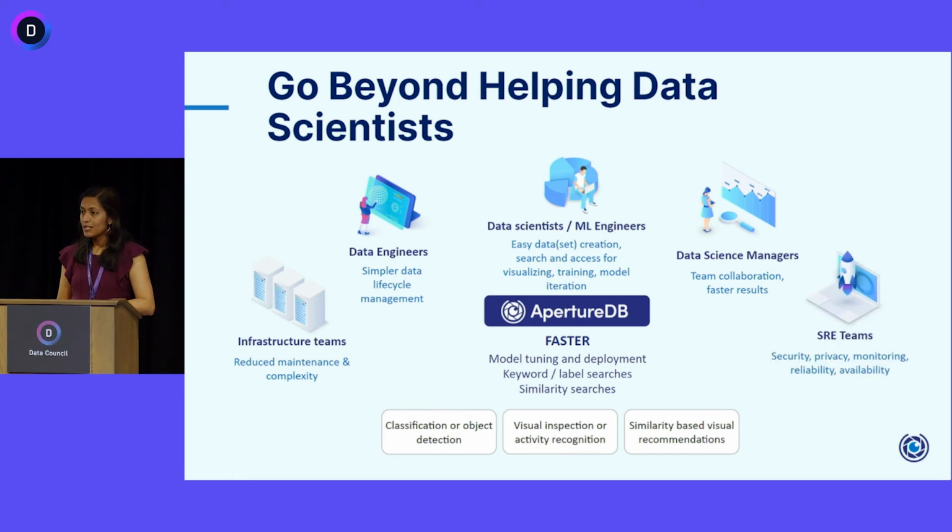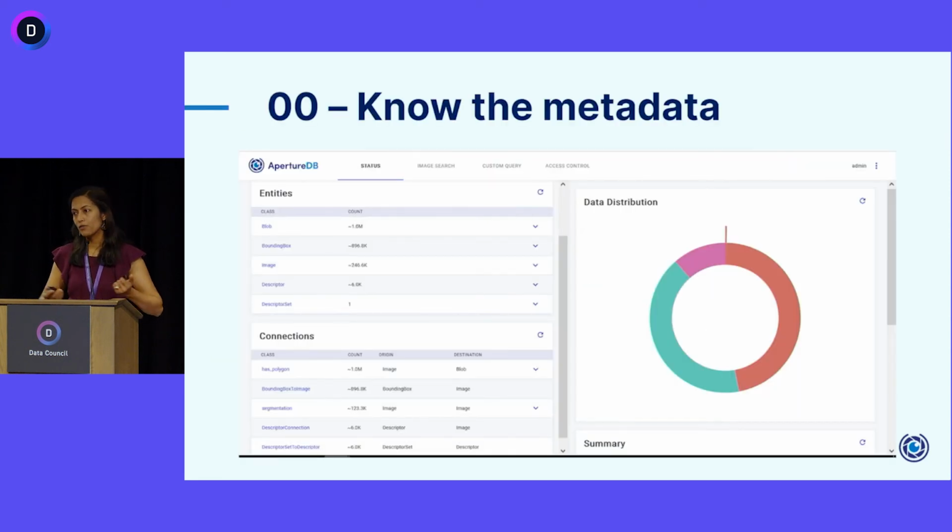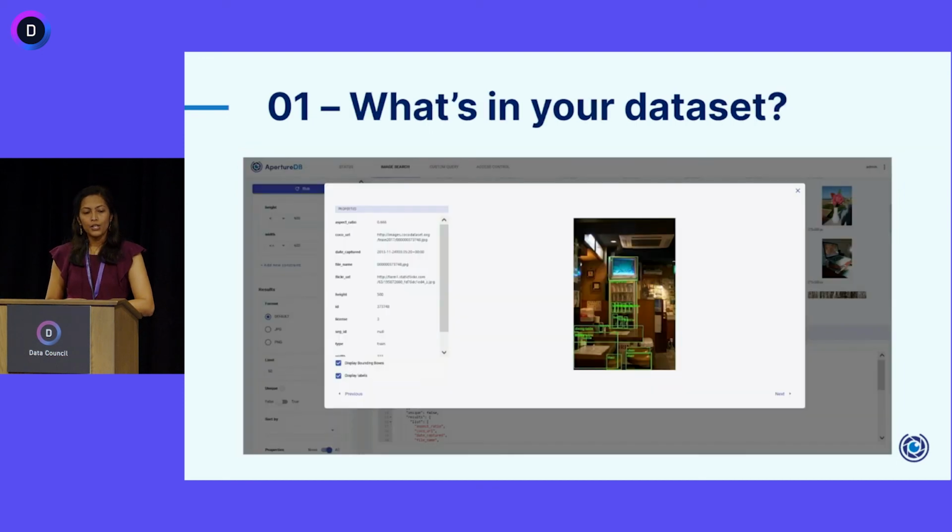The data engineers feel there's a simpler lifecycle management because ApertureDB takes care of maintaining consistency among all these other components. Data science managers can see a lot more coordination among teams, because now everyone has access to a common visual repository that they can work off of. And then, of course, there are SRE style requirements for any production deployment, which we also address. So now let's see, have we really helped and changed the data management experience for data scientists?